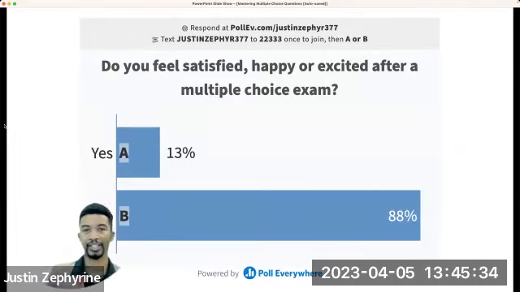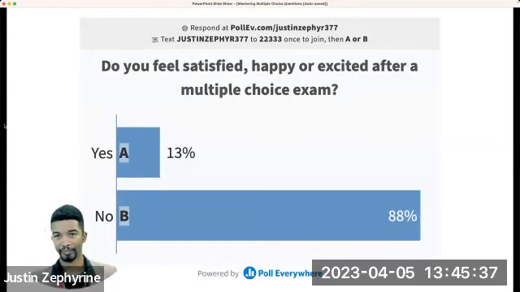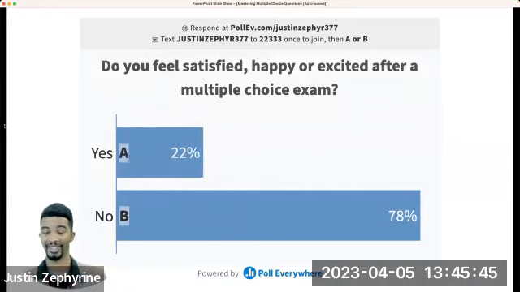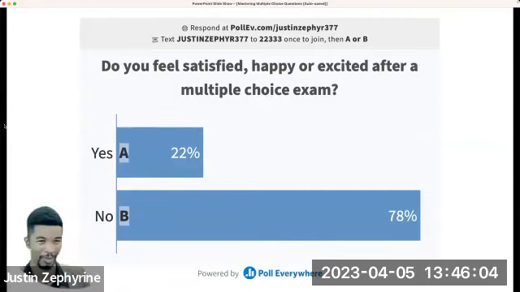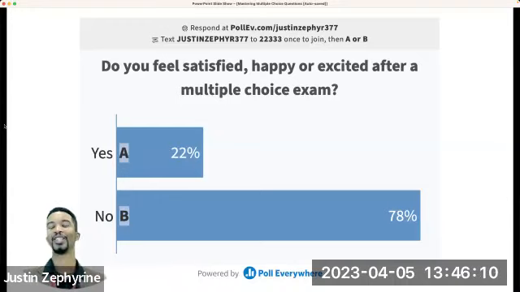I think we still have persons voting. So we have almost 10% saying that they feel satisfied, happy, or excited. Now it's jumped up to 22%. And roughly 78 to 80% of you said no, you do not feel satisfied. This is almost like the people meter question, but that's another program altogether. So 22% of you said yes, 78% of you said no.